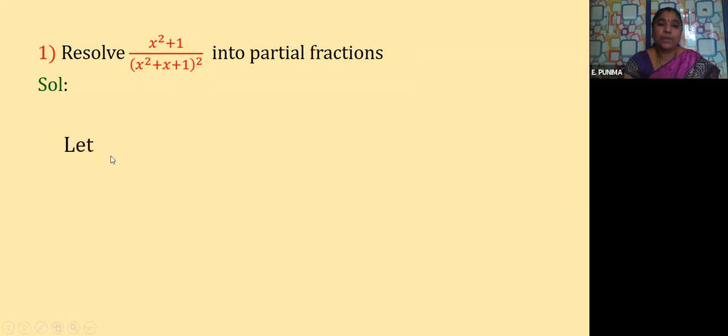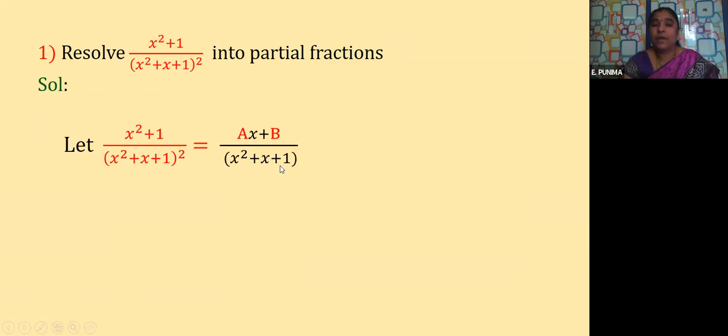So let x square plus 1 by x square plus x plus 1 whole square be equal to what? Here if you observe, children, it is a repeated irreducible factor. Yes or not? Ax plus b by x square plus x plus 1. This is the first partial fraction. And second, because here the n value is 2, so two partial fractions we should get. The second one is cx plus d by x square plus x plus 1 whole square.